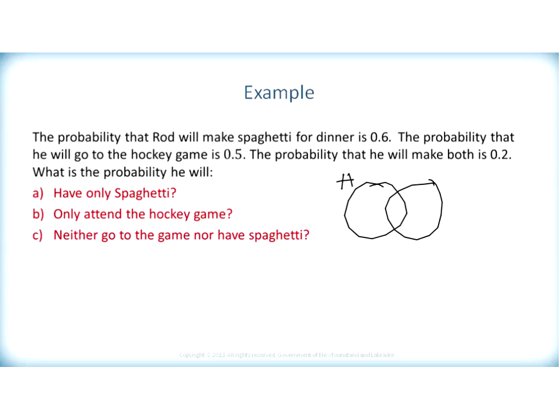So we have the hockey game and spaghetti. When we're completing a Venn diagram, if we're given the intersect, we should always start with the intersection. It says the probability he will do both is 0.2. If the probability he will go to the hockey game is 0.5, that leaves 0.3 for the probability that he will only go to the hockey game.